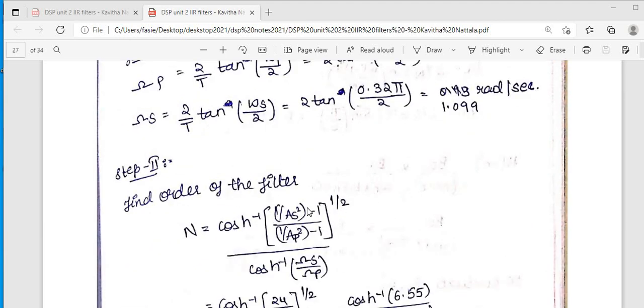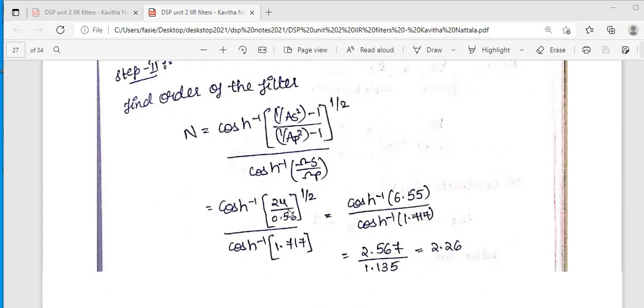How to find the order of the filter, students? That can be obtained. N is equal to cosh inverse of (1 by As square minus 1 by 1 by Ap square minus 1) whole power 1 by 2, divided by cosh inverse of omega s by omega p. So what is the value of 1 by As square minus 1? If you substitute, it will be 24. And 1 by Ap square minus 1, if you do it, it will be 0.56. If you take the root of that, it will be 6.55. Cosh inverse of 6.55 divided by cosh inverse of 1.717. If you do both, we get 2.26.